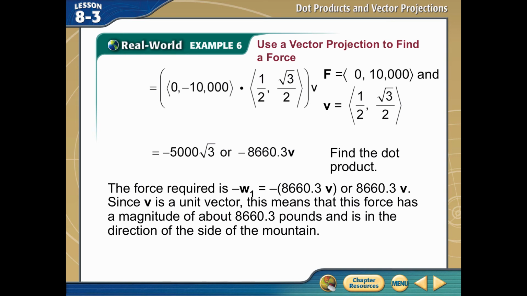You can just say W1 is negative 8660.3 v, and that magnitude is how many pounds of force you need to keep that boulder up on the hill. And because this is negative, because it's going down the hill, in order to keep it on the hill, you have to do an equal and opposite vector. So same magnitude, just flip the sign.